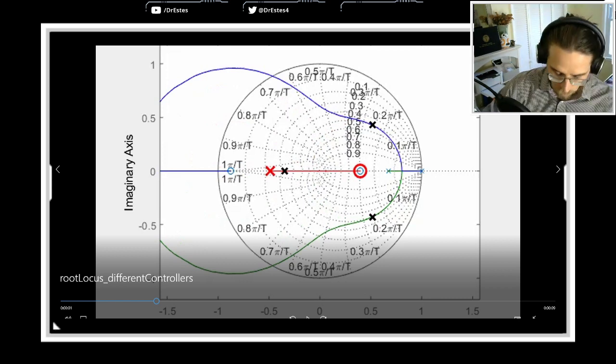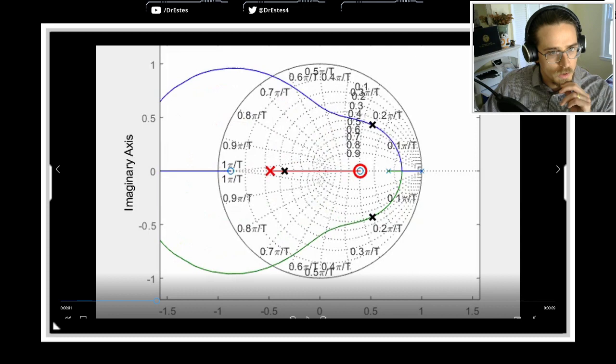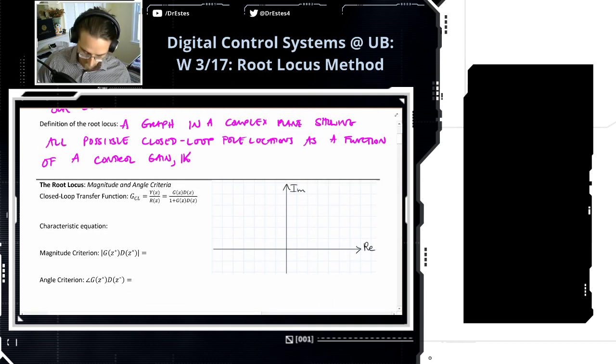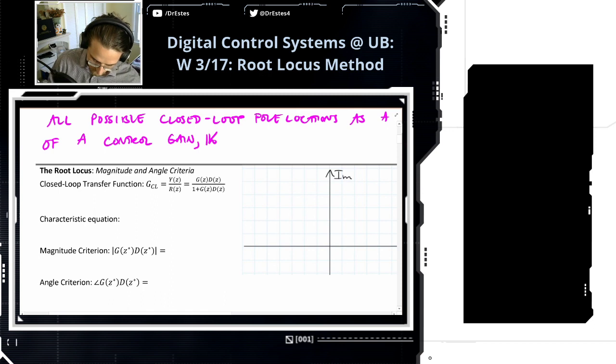Okay, we'll explain that more. We'll come back to it. That's a sneak peek. But that's what we're going to be able to do. So to get to that point, we have to talk about the magnitude and angle criteria. So let me explain how that works.